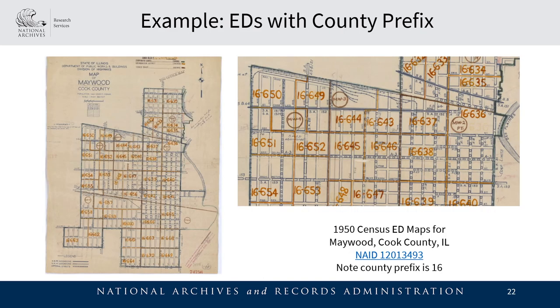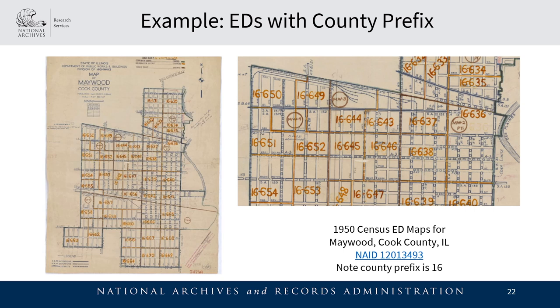The next map shows another location within Cook County, Illinois, the home of Chicago, and this town is called Maywood. Its prefix, clearly written for each district illustrated on the map, is 16, not 103 like Chicago.